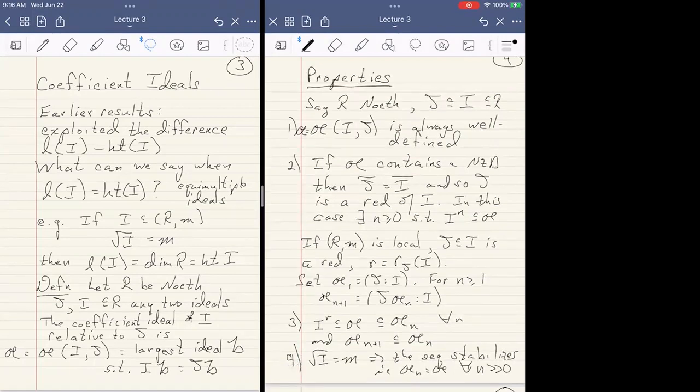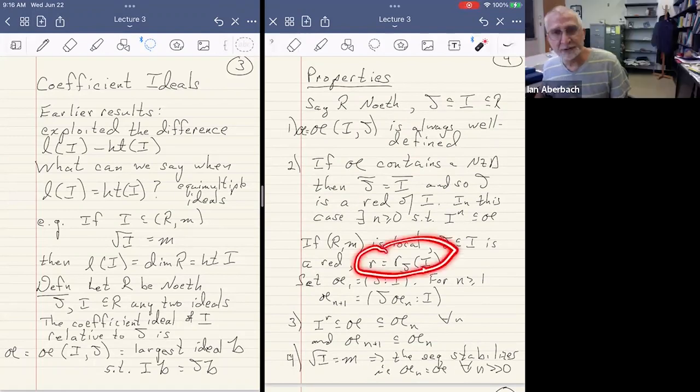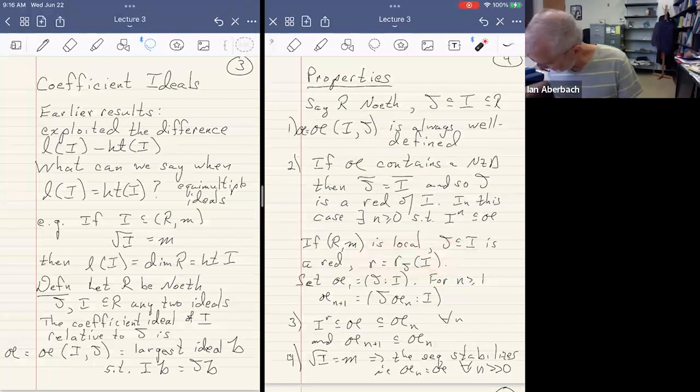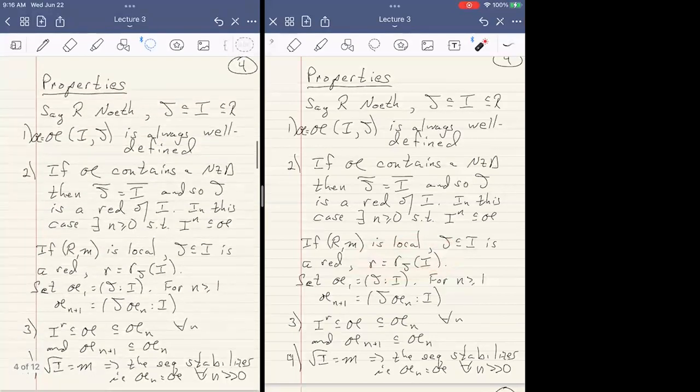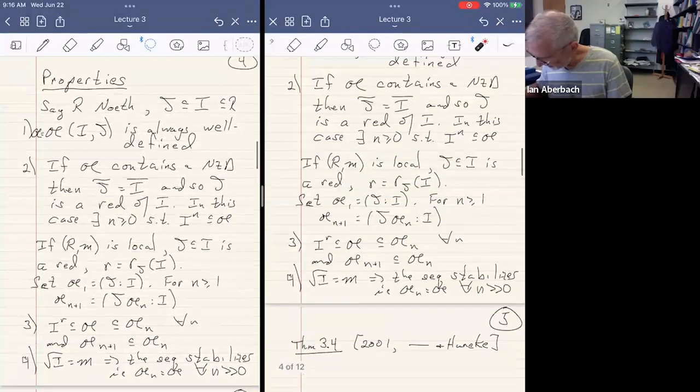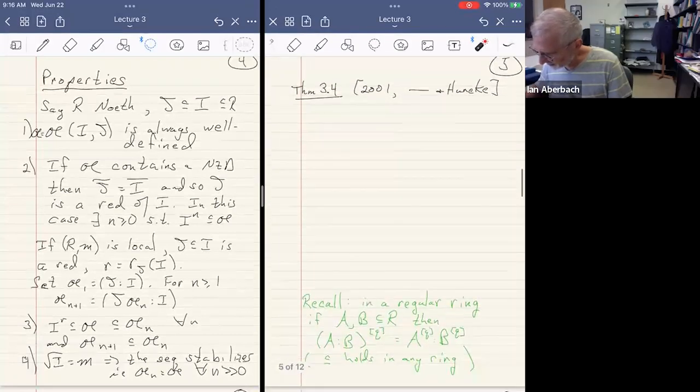And in your statement three, who is r in the exponent you have on I? Who is this exponent r? R is the reduction number. Sorry. You're right. No problem. Okay, so those are the basic properties, and I've left those as exercises.